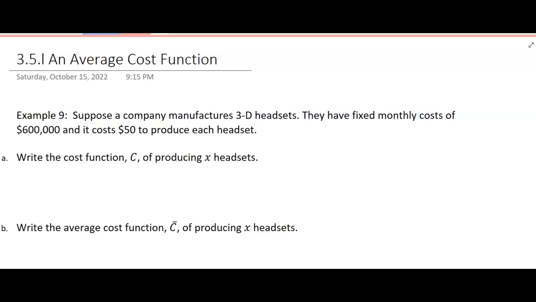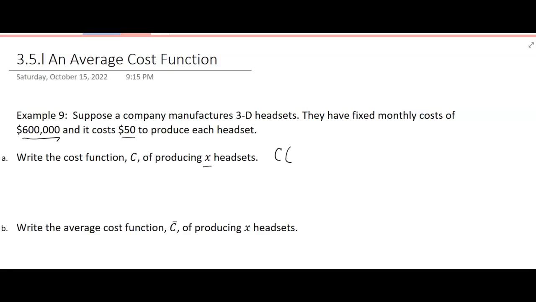So this is our last example, and it's trying to show you how you could use rational expressions in a business setting. It says, suppose a company manufactures 3D headsets. The manufacturing company has fixed monthly costs of $600,000, and it costs $50 to produce each headset. Write the cost function of producing x headsets.